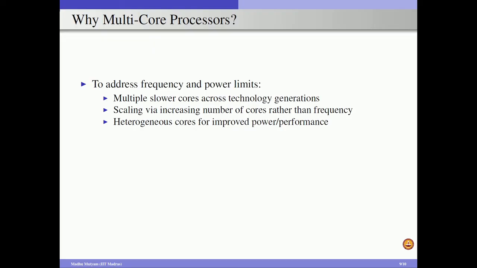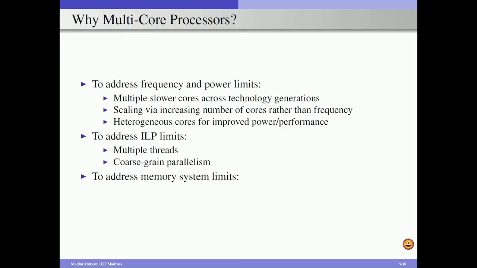We can consider multiple slower cores rather than a single complex core, and we can scale the performance by increasing the number of cores rather than scaling up the frequency, and depending on the type of applications we can go for heterogeneous cores. And to address the instruction level parallelism limits we faced with single core processors, once we have multiple cores in our multi-core system, we can execute multiple threads on each of these individual cores. We can exploit coarse grained parallelism to improve the overall performance.